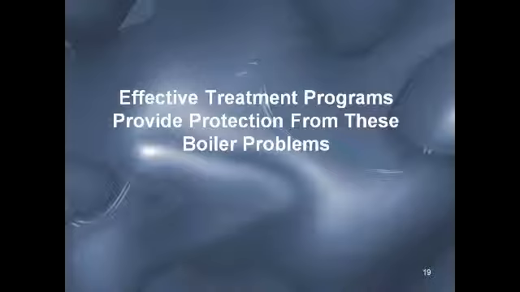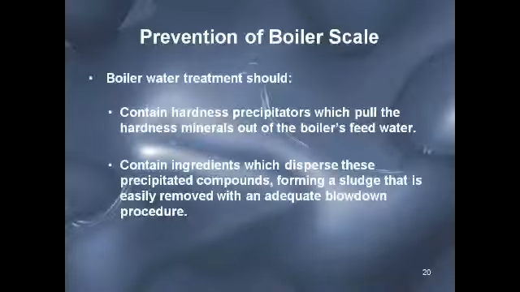Now let's look at how an effective boiler water treatment program can provide protection from all of these possible problems. Boiler water treatment should help to prevent boiler scale in several ways. First, the treatment should contain hardness precipitators. These will pull the hardness minerals out of the boiler's feed water. It should also contain ingredients which disperse these precipitated compounds that will form a sludge, and that should be easily removed with an adequate blowdown procedure.